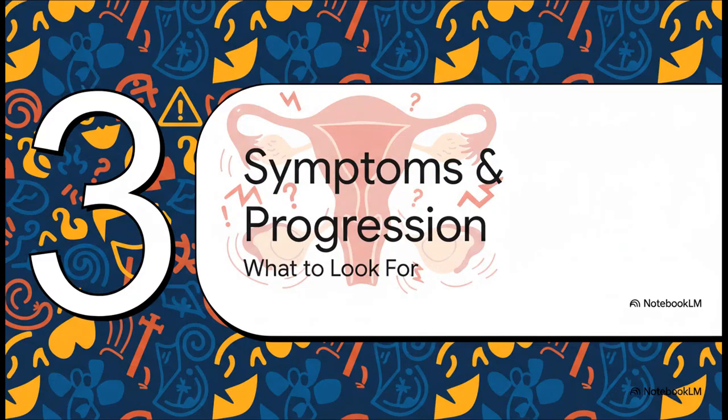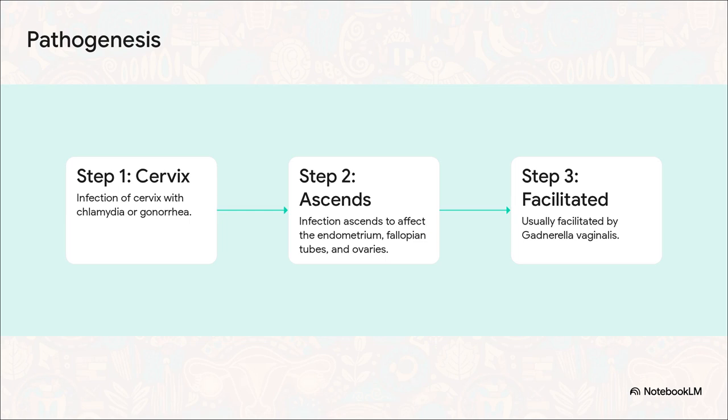Okay, so we know what causes it. But how does this infection actually play out? And maybe more importantly, what are the red flags you should be looking for? This breaks it down into a pretty simple three-step process. Step 1, it all starts at the cervix, usually with the chlamydia or gonorrhea infection. Step 2, the infection starts that upward climb into the uterus and beyond. And then step 3, which is pretty interesting, is that other bacteria can act like accomplices, kind of helping that main infection to spread and get worse.